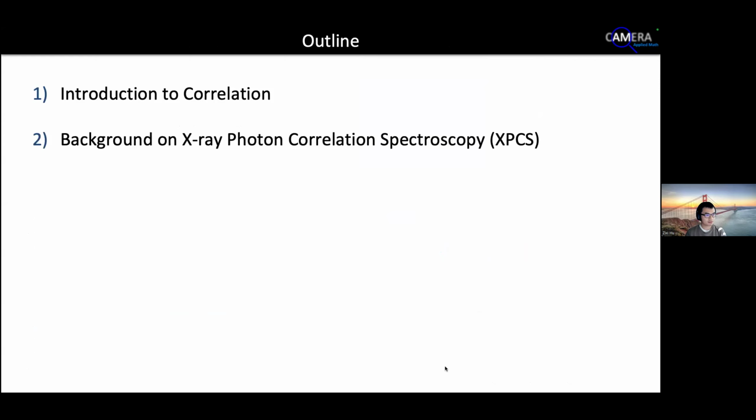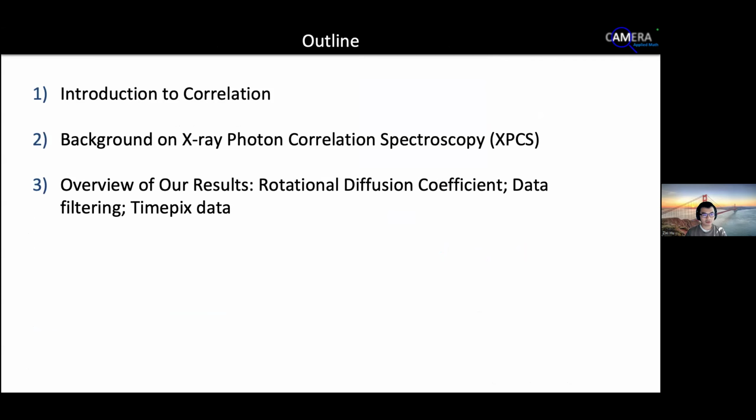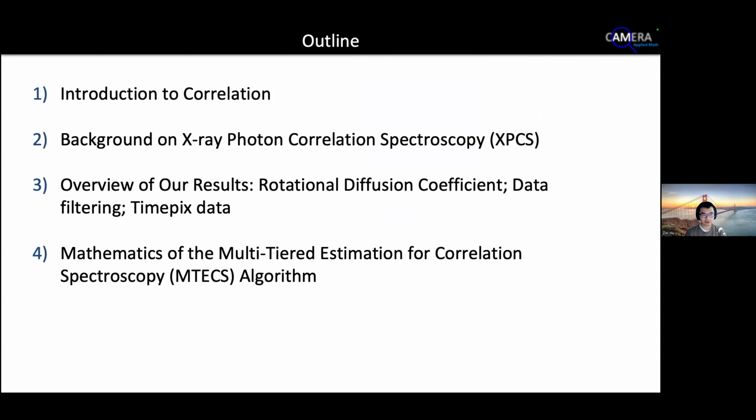Here's an outline of the rest of the talk. I will start with an introduction to correlations, why we want correlation analysis. Then I will get to the background on X-ray photon correlation spectroscopy. I will also sketch an overview of the results of our works, and then get to the mathematical details of the multi-tiered estimation for correlation spectroscopy algorithm. Then I will talk a bit about the future directions, the future works we are interested in.